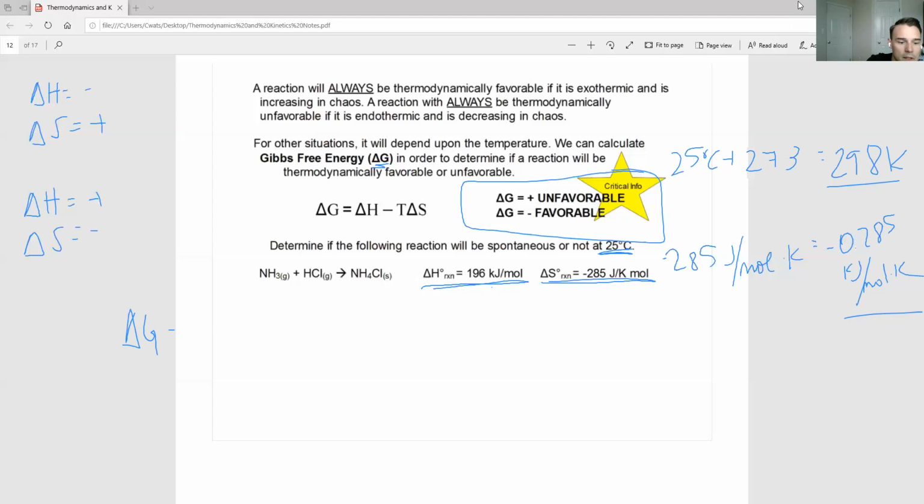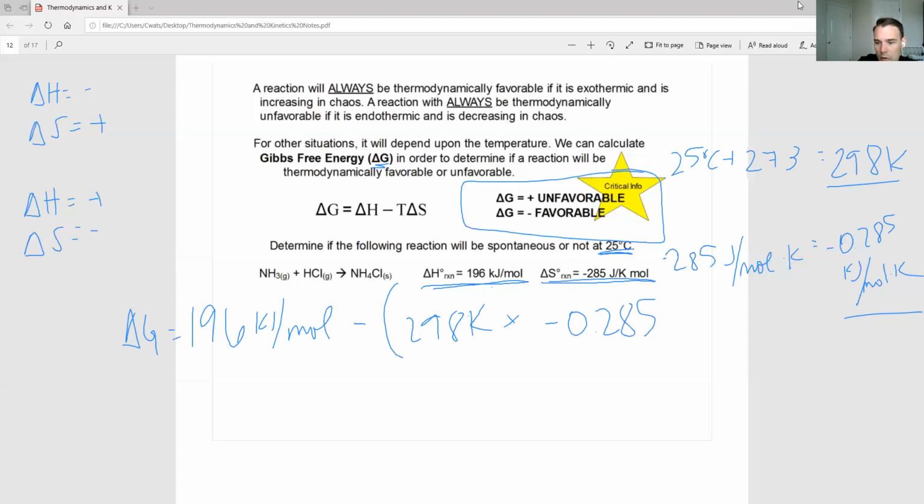So delta G equals, let's see, 196 kilojoules per mole minus the temperature, 298 Kelvin, times negative 0.285 kilojoules per mole Kelvin. When you do this, it's going to be 281 kilojoules per mole. A lot of the times you'll see per mole of RXN, so that's just saying per mole of the reaction.